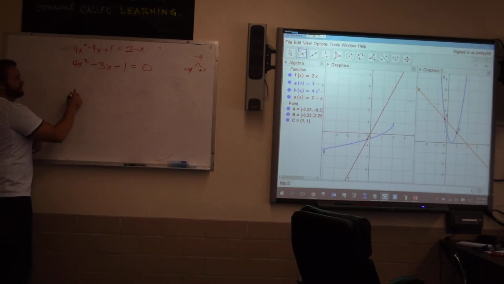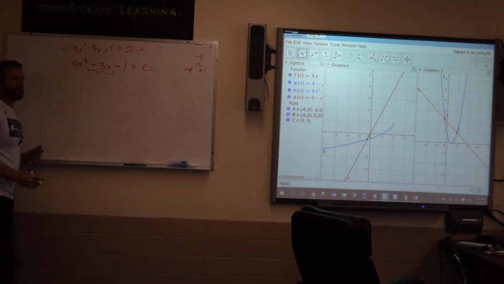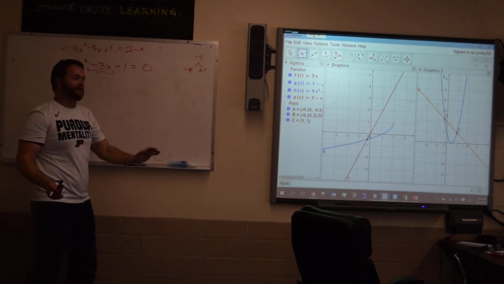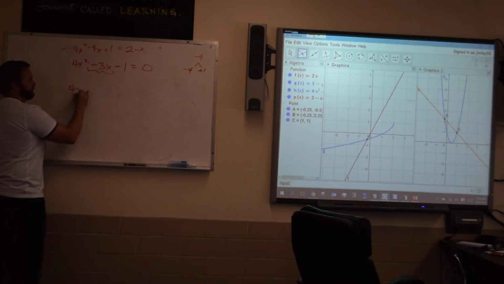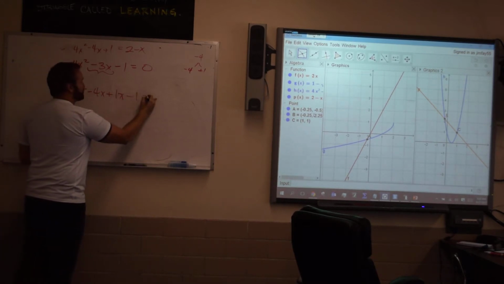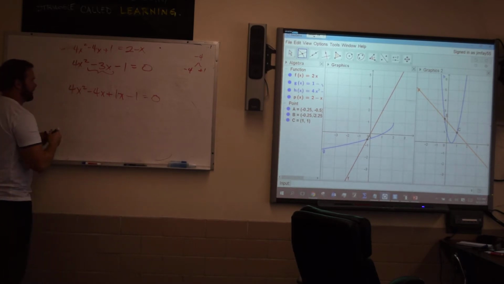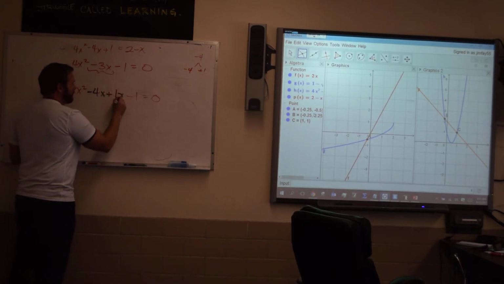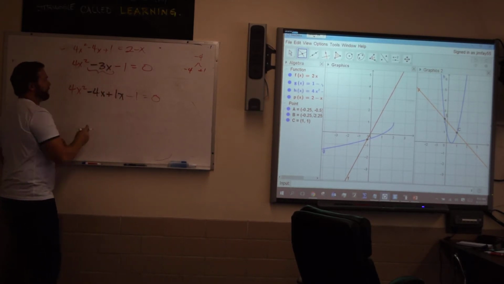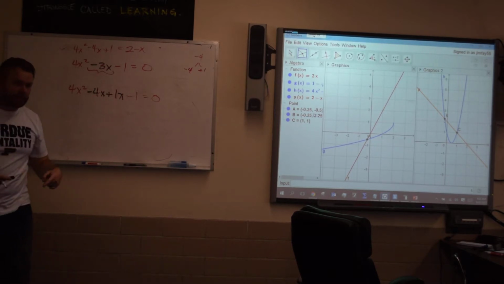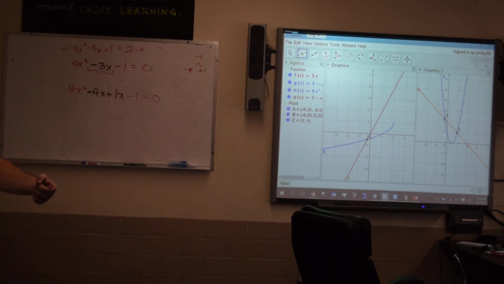So now I'm going to rewrite this. And really the only thing that's going to change is that the negative 3x is going to become this sum here, negative 4 plus 1. And it doesn't matter the order that you do it. So I'm just going to go 4x squared minus 4x plus 1x minus 1 is equal to 0. Notice here that those two terms, the negative 3x and then this sum, still say the exact same thing, right? So we're kind of undoing that combining of like terms idea. Does that make sense?